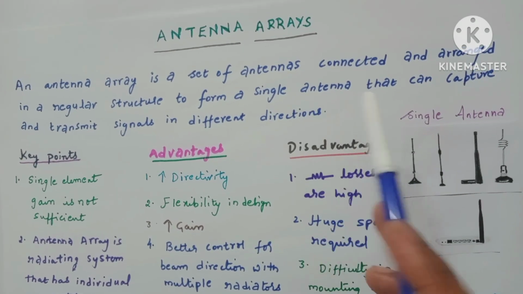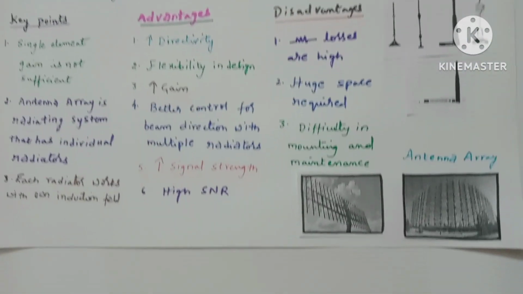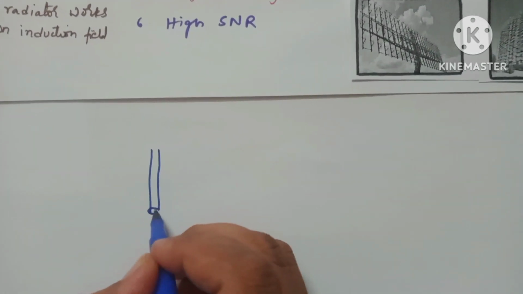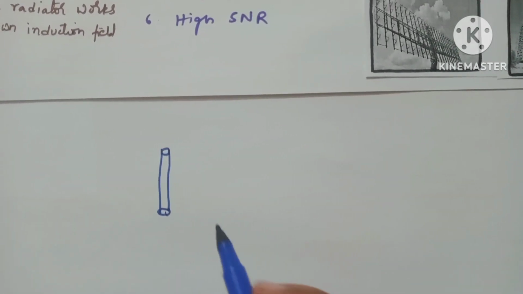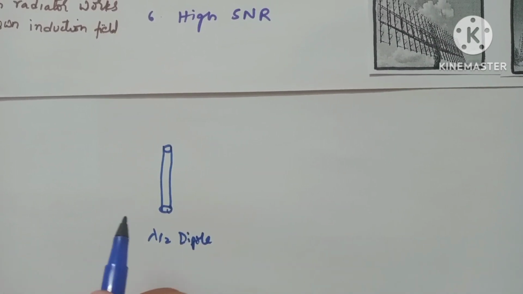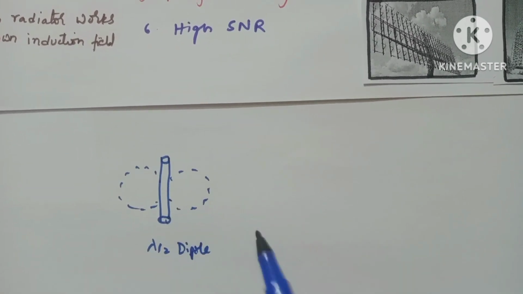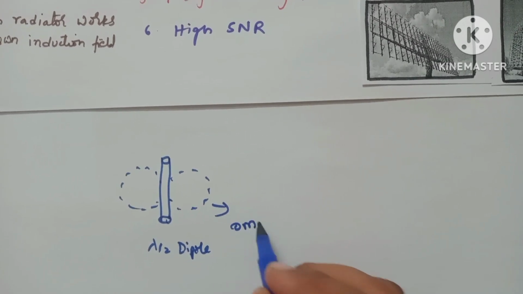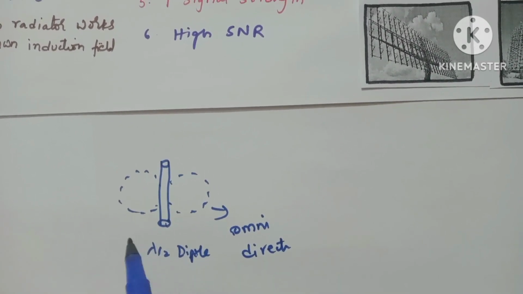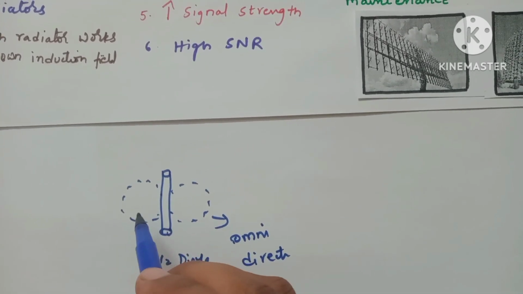Our first point is: what is the necessity of this antenna array? Why can't we use a single antenna for all purposes? Let us take an example to understand this clearly. Here is the diagram of a small antenna, a half wave dipole antenna. You know its radiation pattern, which we call an omnidirectional pattern, or sometimes a donut shape. It is nearly a circular type of radiation pattern.